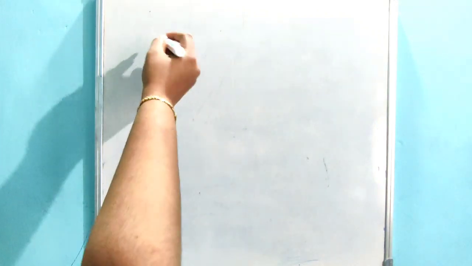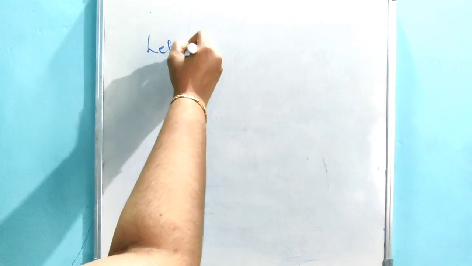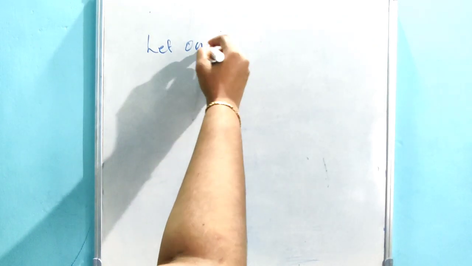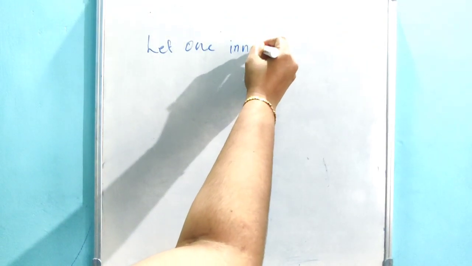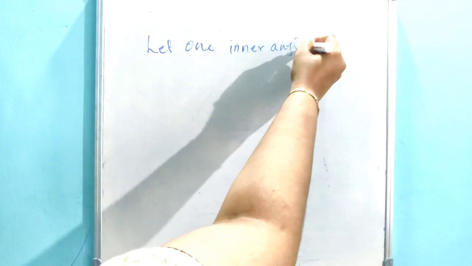How do we find this? Nothing is given here, right? Only one condition. Then how do we solve this? For that we can make use of algebra. Here I am going to take one inner angle as x.